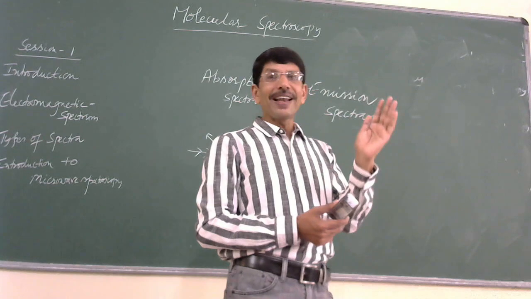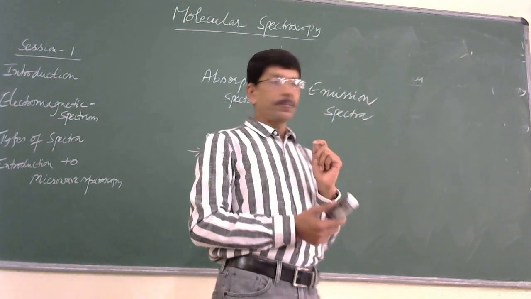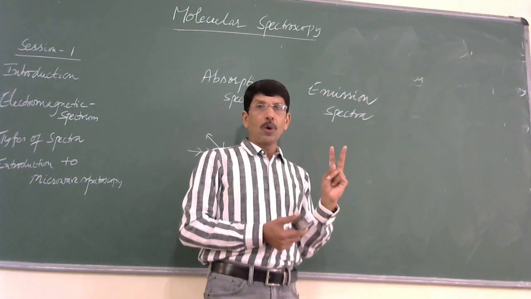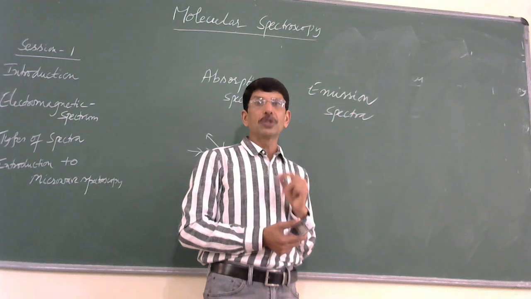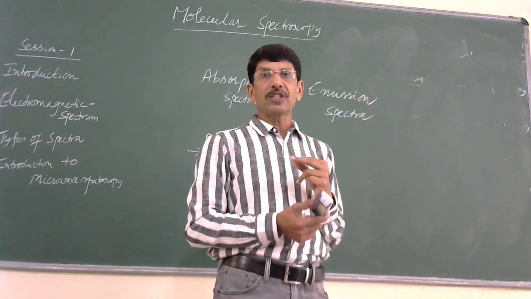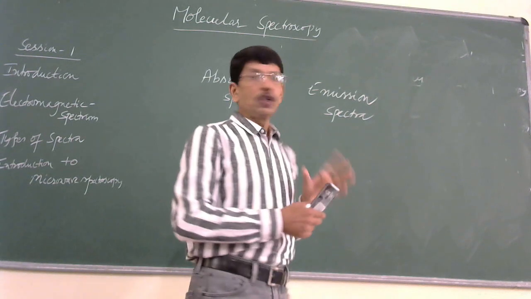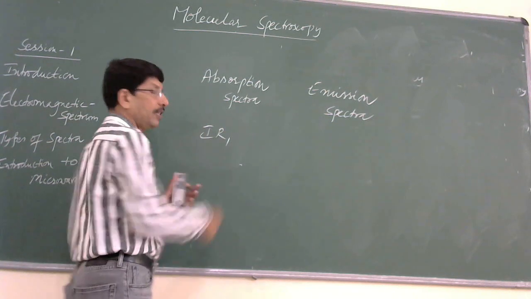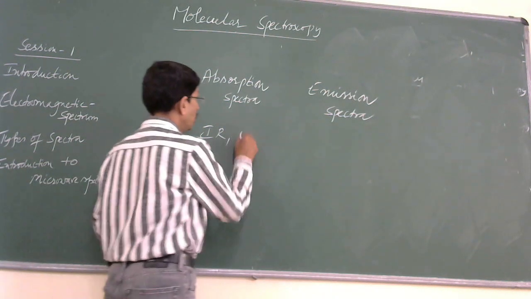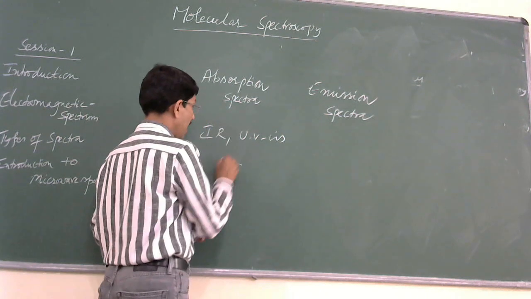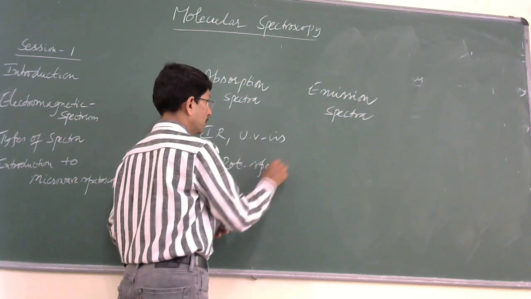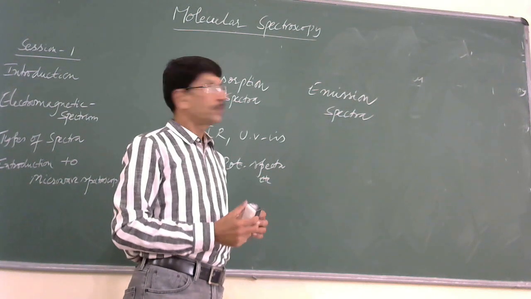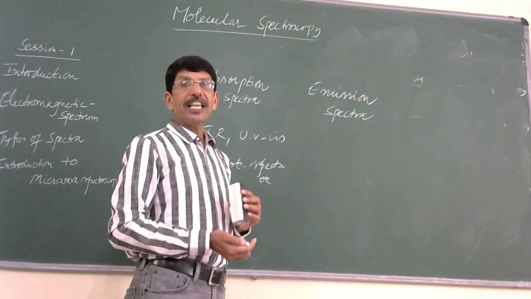If we analyze that emitted radiation with the help of a spectrometer, the spectrum obtained is called emission spectrum. So we can broadly classify the spectra into two categories, namely absorption spectra and emission spectra. Examples of absorption spectra are infrared spectra, UV visible spectra, rotational spectra, etc. These are all examples of absorption spectra. Then what are the examples of emission spectra?